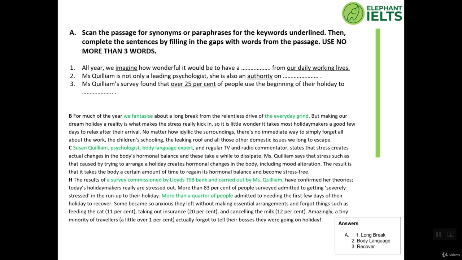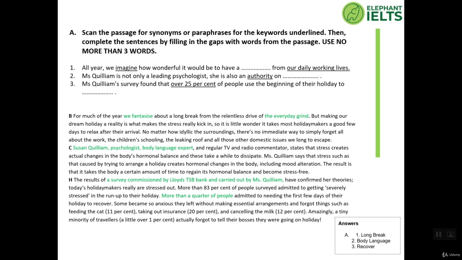Let's go on to number 2 now. Miss Quilliam is not only a leading psychologist, she's also an authority on something. So my keywords here, of course, are Miss Quilliam and authority. So I have to go back to the text to find out where it starts talking about Miss Quilliam.